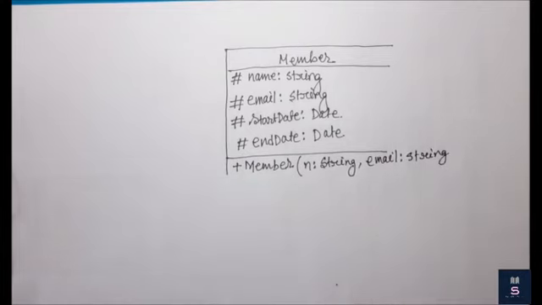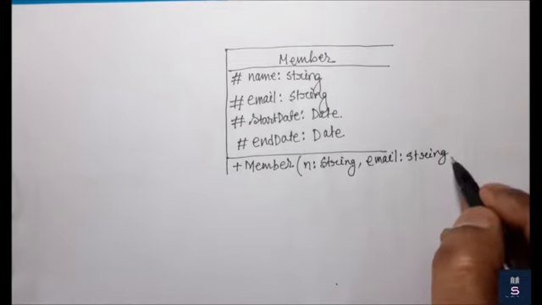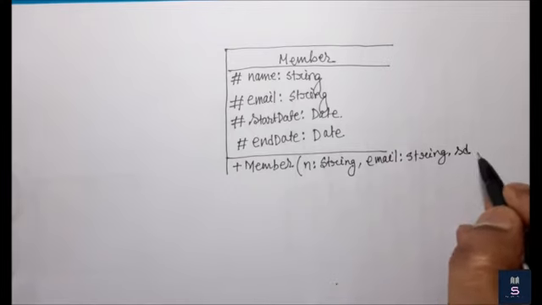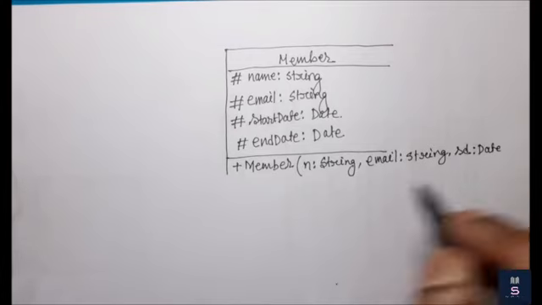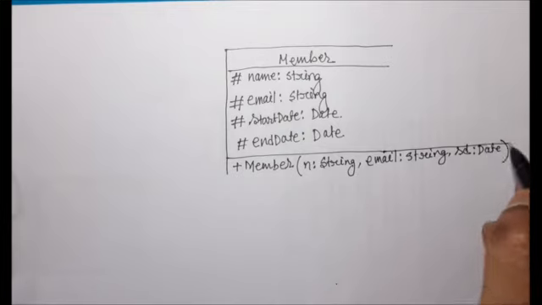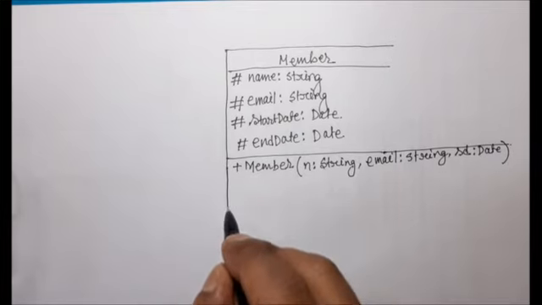And suppose I want to pass a start date. Let me write this start date, s date, or you can write sd, no problem, make it simple. So for example, these are the constructor arguments. So this is my constructor.